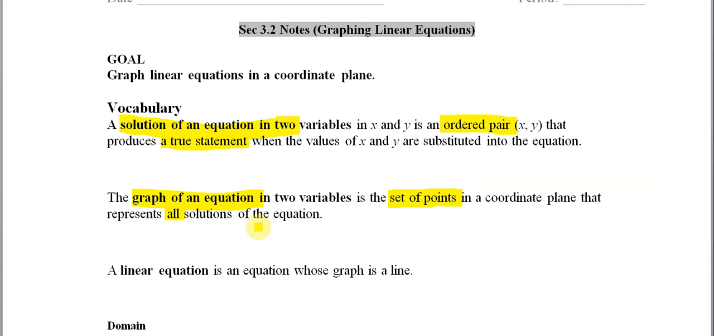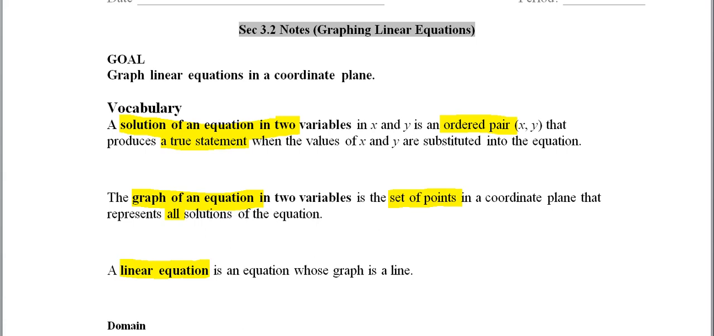Okay, so one thing that this is hinting at is that there are infinitely many solutions to a lot of these equations that we're going to see. A linear equation is an equation whose graph is a line, hence the word linear. You see the word line in there. So let's take a look now at an example. Keep in mind one more time, the graph of an equation is the set of points, and there are probably infinitely many of them.